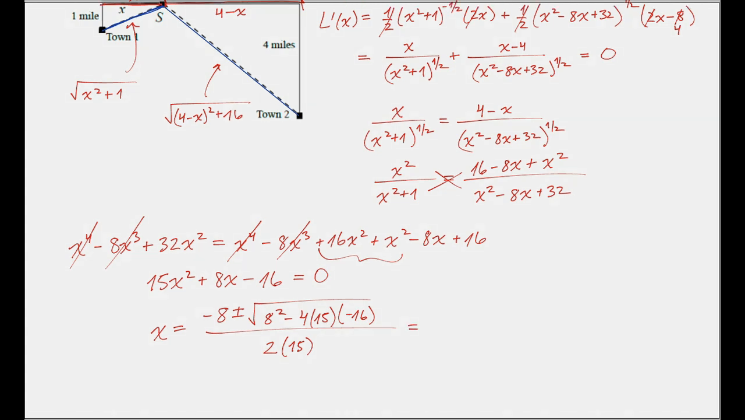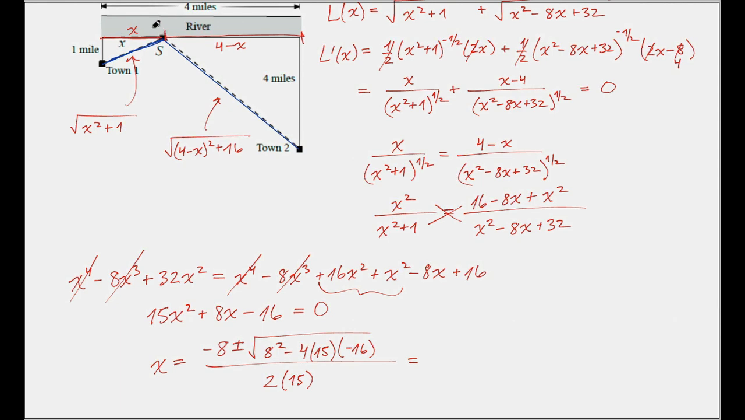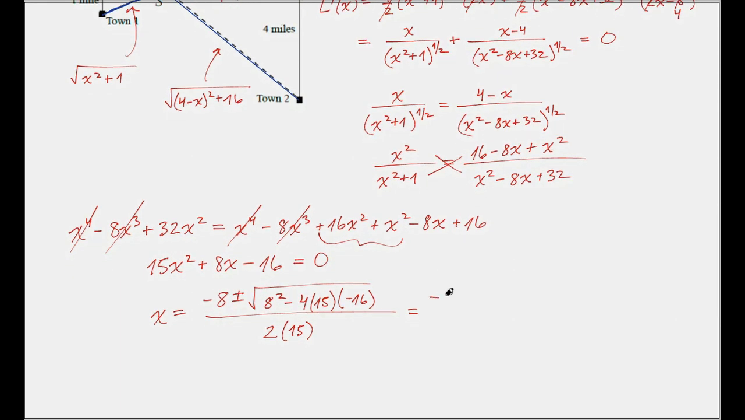Now, this gives us two options, negative 8 plus that or minus that, but the minus is a negative number, and x, of course, cannot be negative because it represents how far down this distance, and so it's going to be the positive. So that gives us negative 8 plus the square root of 8 squared is 64, and then minus a negative, so plus, let's see, 4 times 15 is 60, and 60 times 16 is 960, all over 30.